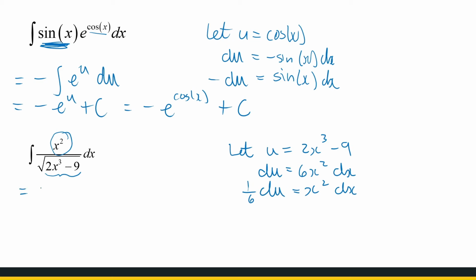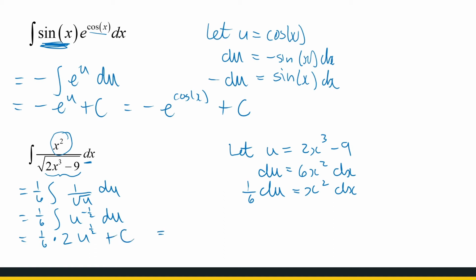So once we do our substitution, that's 1 over 6 times the integral of the x squared dx gets swallowed up by the 1 over 6 du. So it's 1 over the root of u du. Now I'm going to write that as an exponent, so we can use our laws. That's u to the power minus a half. So the antiderivative of u to the power minus a half, we need to add 1 to the exponent, so it becomes positive a half. 1 divided by positive a half is 2. u to the power a half plus c. So that gives me 1 over 3, and u is 2x cubed minus 9 to the power a half plus c. Now, whether you write it like that or with the square root, it means the same thing.